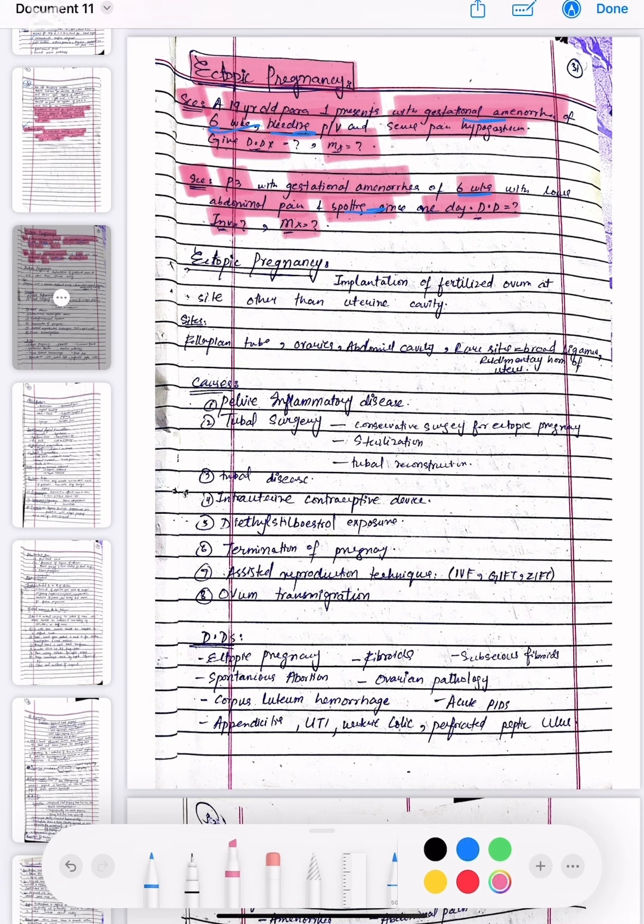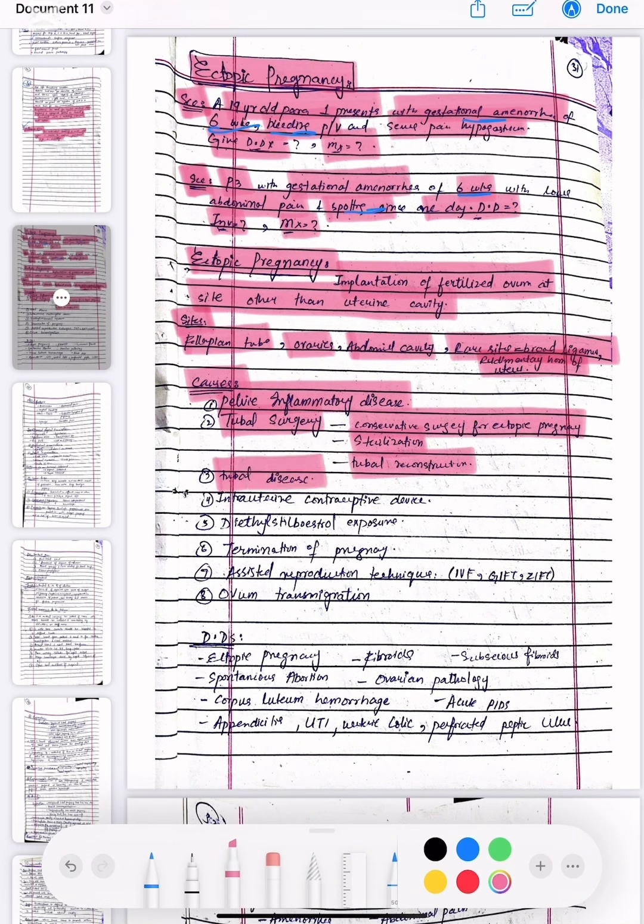So what is ectopic pregnancy? The implantation of a fertilized ovum at a site other than the uterine cavity is ectopic pregnancy. The sites are the fallopian tube, ovaries, and abdominal cavity, and the rare sites are the broad ligaments and the rudimentary horn of the uterus. Now, the causes of ectopic pregnancy are pelvic inflammatory disease, tubal surgery, that is conservative surgery for ectopic pregnancy, sterilization and tubal reconstruction, tubal diseases, intrauterine contraceptive devices, diethylstilbestrol exposure, termination of pregnancy, assisted reproduction techniques, and ovum transmigration. The assisted reproductive techniques are IVF, GIFT, and ZIFT.